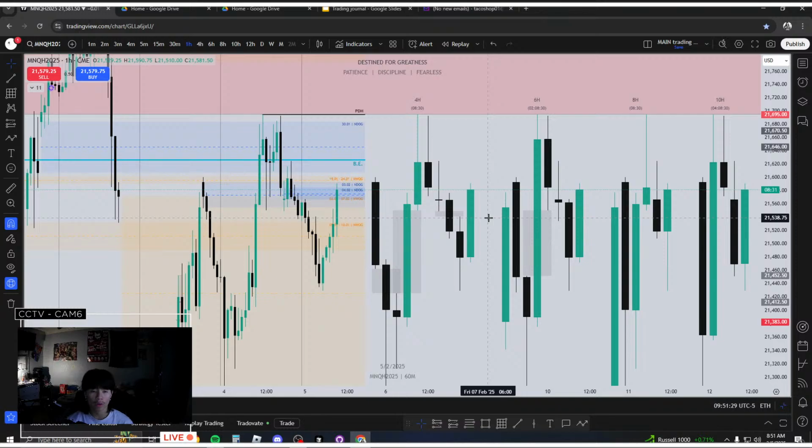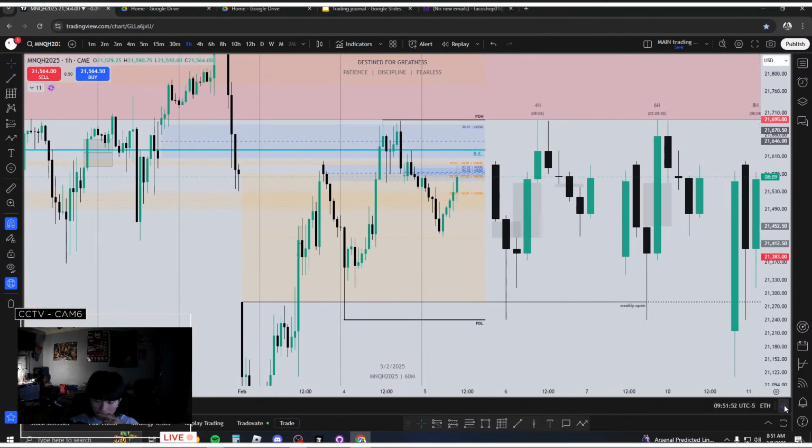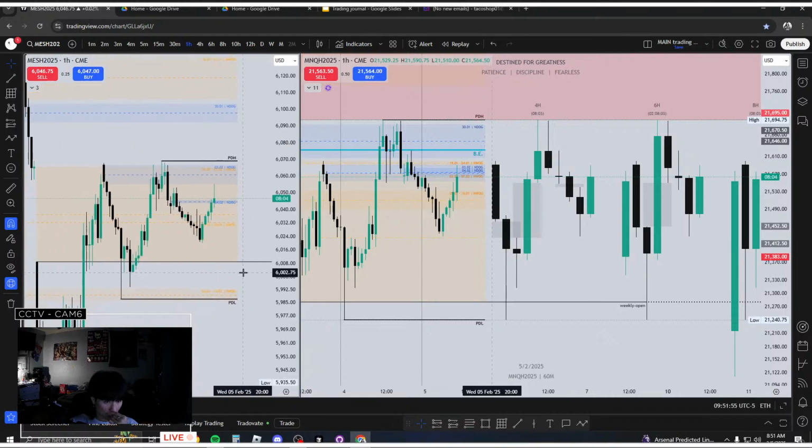Pretty interesting so far. Hour time frame, 4-hour time frame, looking pretty bullish. Let's see if we have SMTs here between ES and NQ.